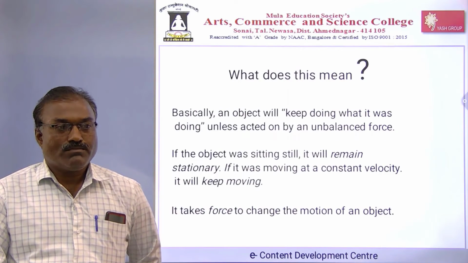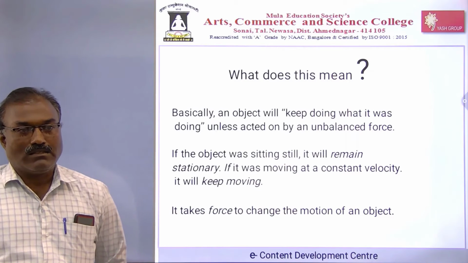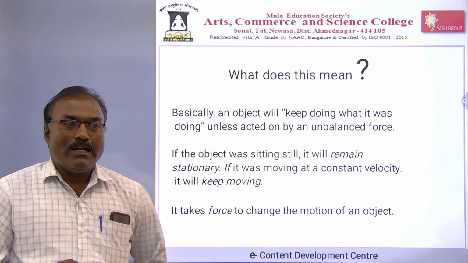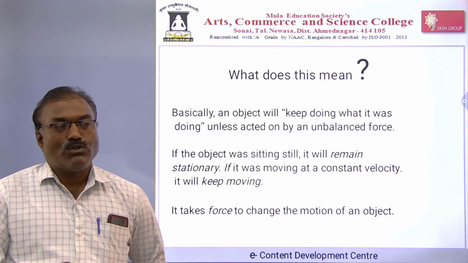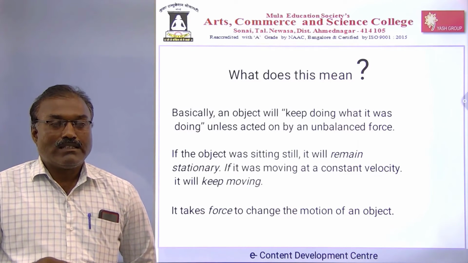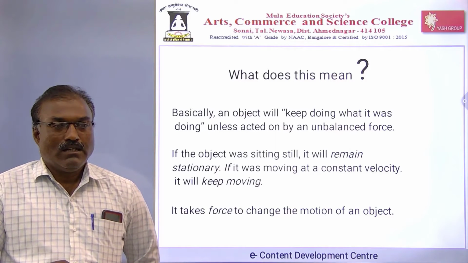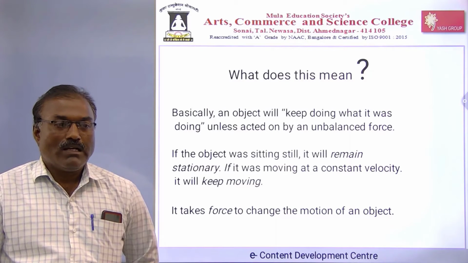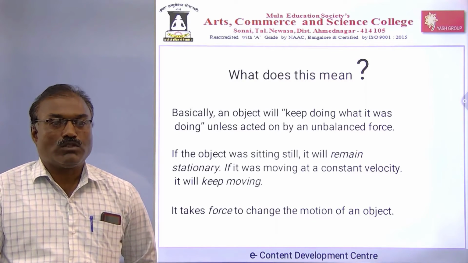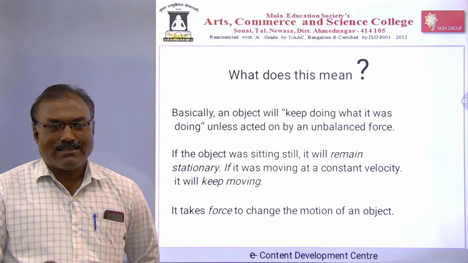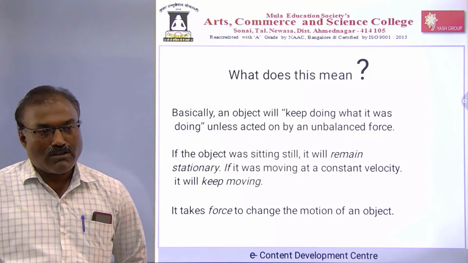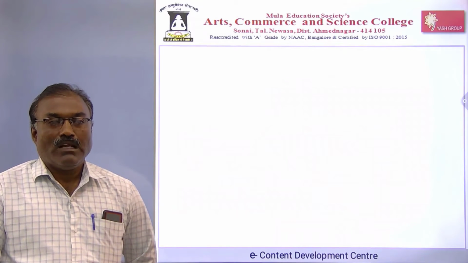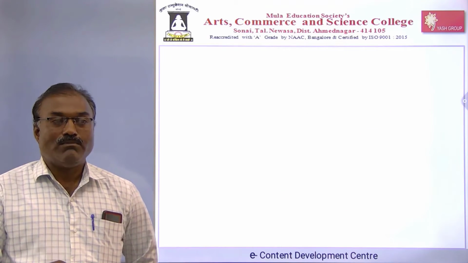What does this mean? Basically, an object will keep doing what it was doing unless acted on by an unbalanced force. If the object was sitting still, it will remain stationary. If it was moving at a constant velocity, it will keep moving. It takes force to change the motion of an object, meaning to accelerate it. Whenever an external force is applied on the object, it gets accelerated, and therefore this is due to an unbalanced force.